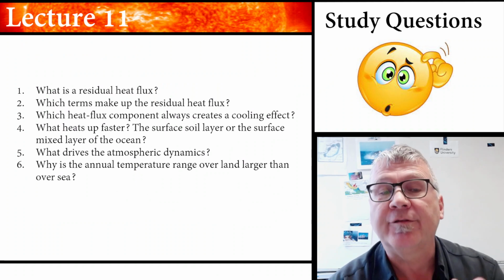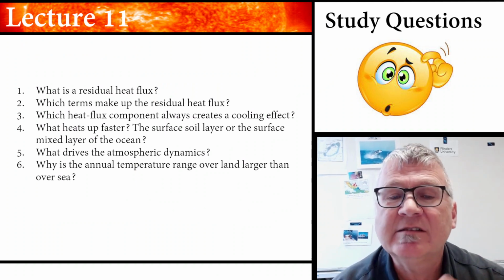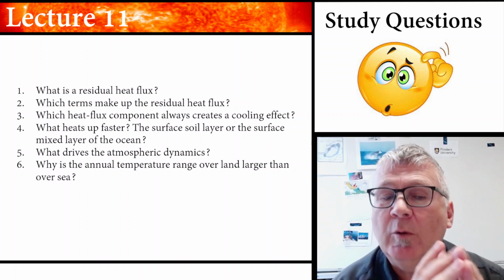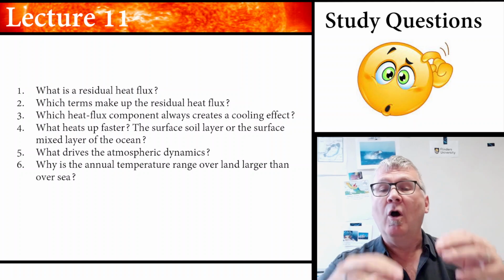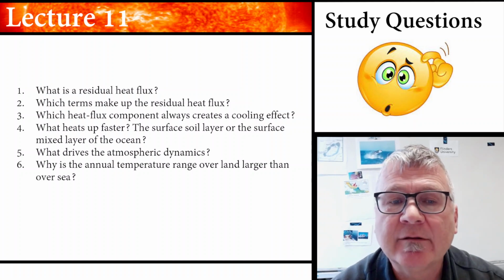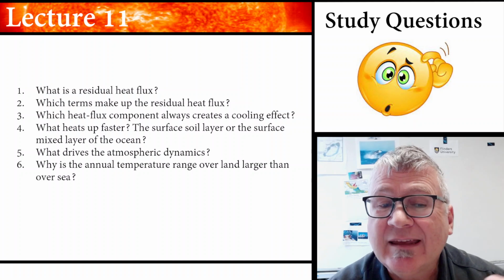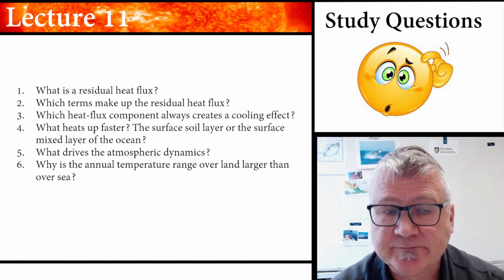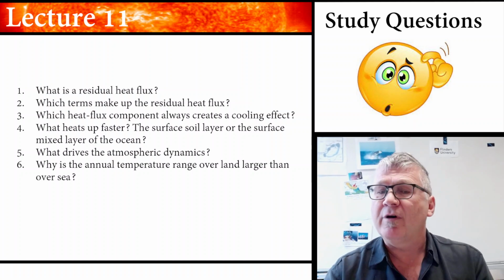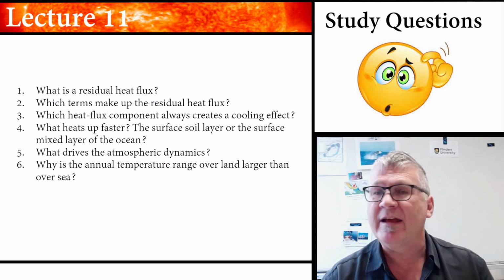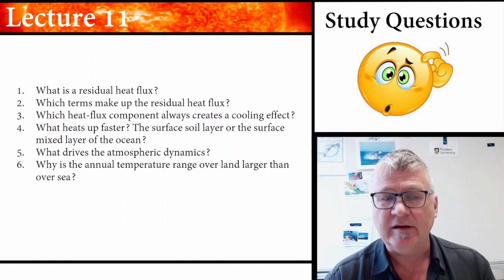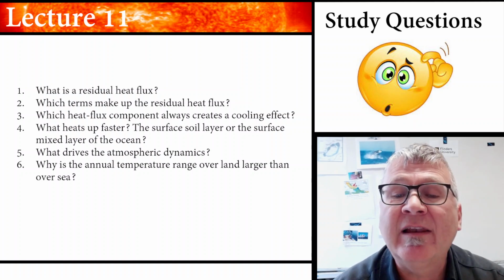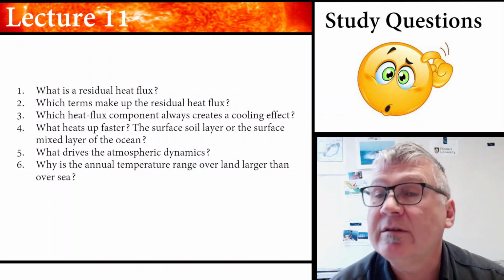Okay, study questions. What is a residual heat flux? Which terms make up the residual heat flux? Which heat flux component always creates a cooling effect? What heats up faster, the surface soil layer or the surface mixed layer of the ocean? What actually drives the atmospheric dynamics? What creates winds in the atmosphere? And finally, why is the annual temperature range over land much larger than over sea?